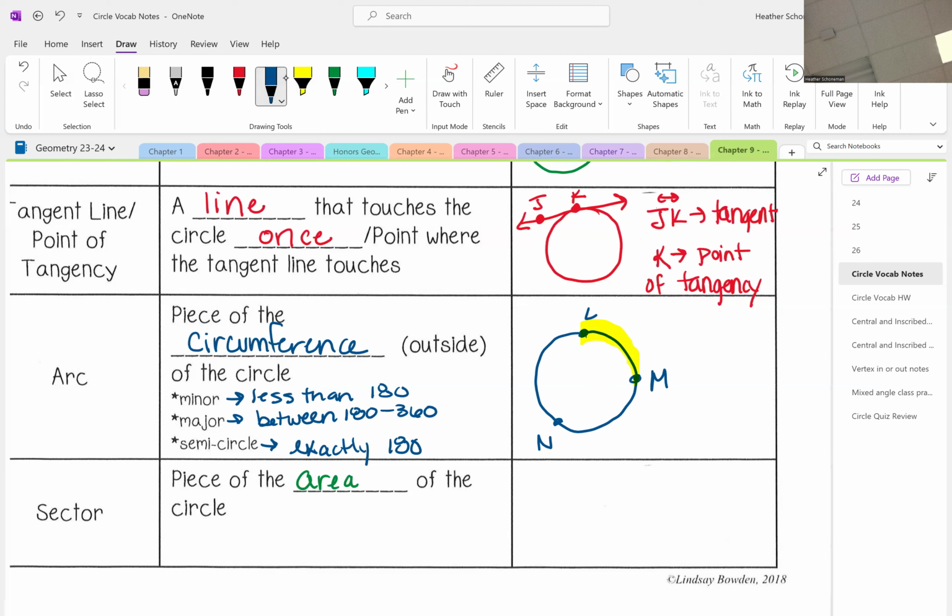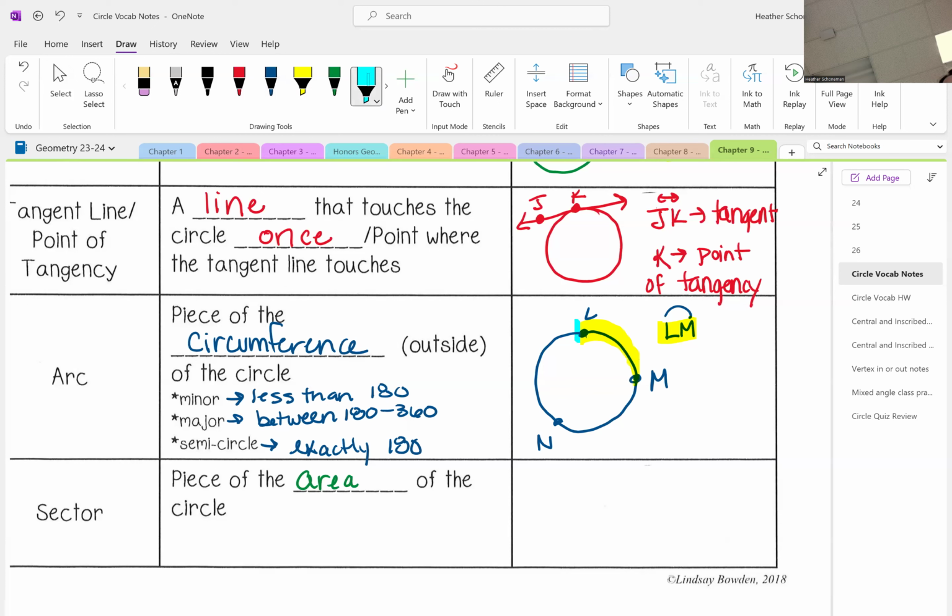And when I have minor arcs, I'm going to use 2 letters to label them. So arc LM would be this one. And when I use two letters, it's always the shortest distance between the 2 points. So what I have in yellow is the shortest distance between the 2 points.